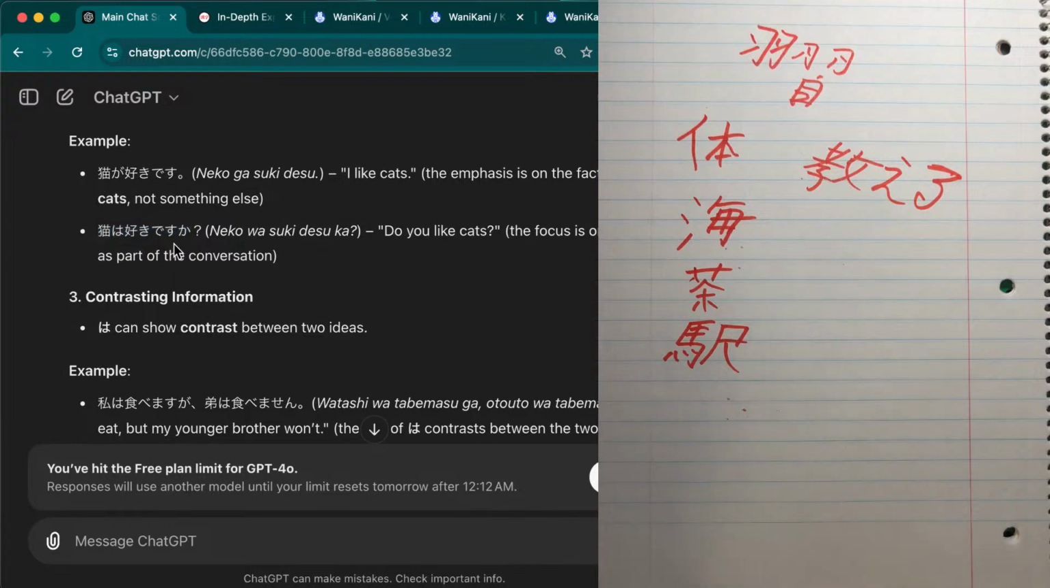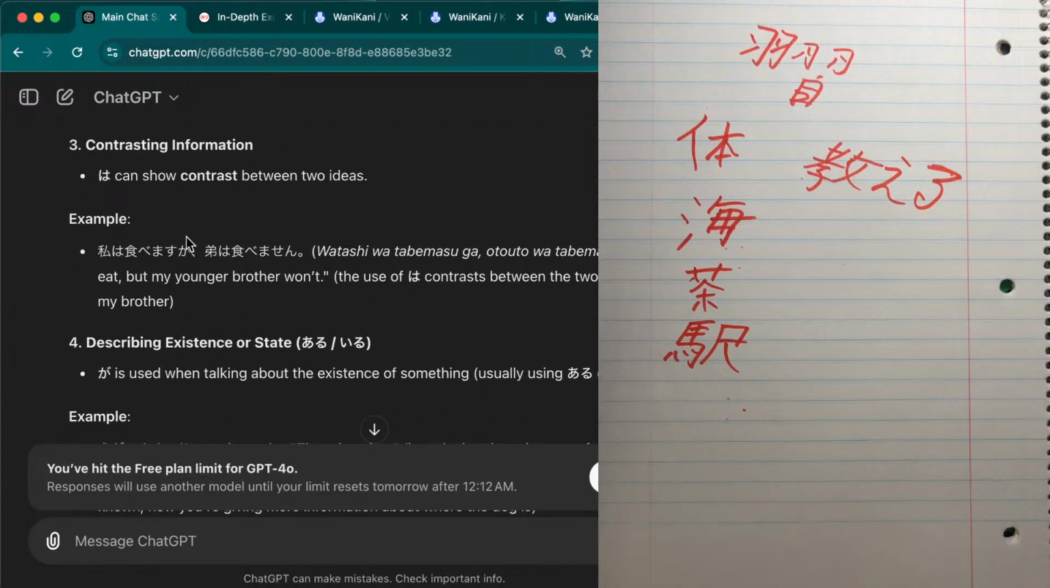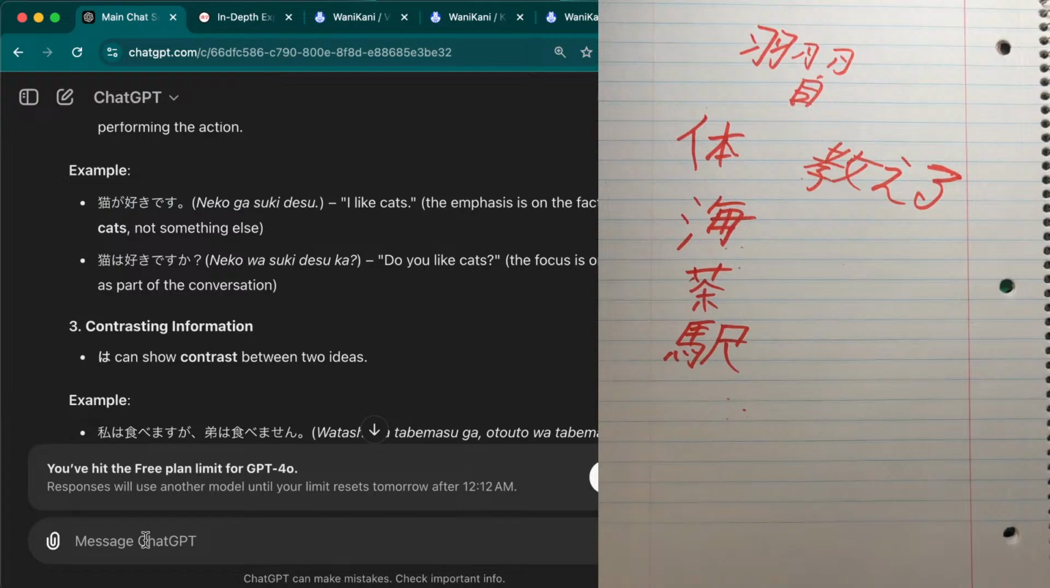The thing about this, though, I feel like I've heard neko ga suki desu ka as well. I gotta ask right away. So, can you say neko ga suki desu ka?